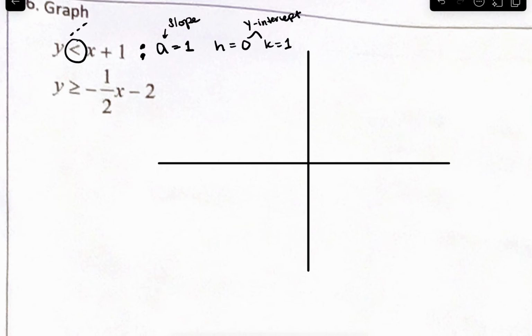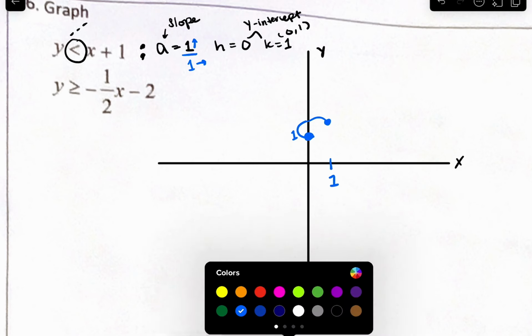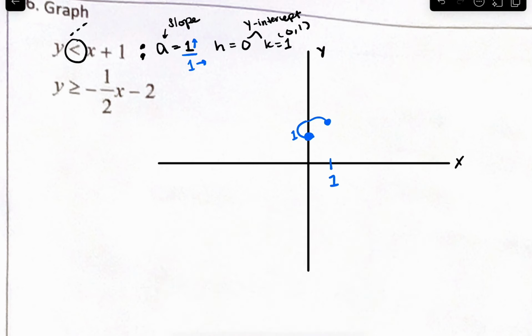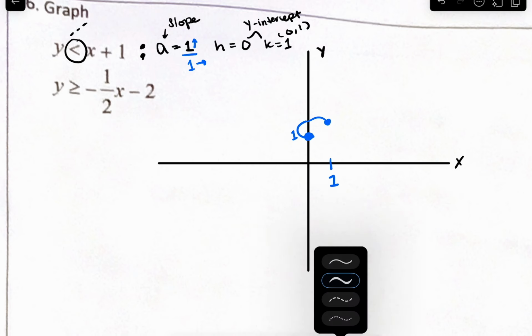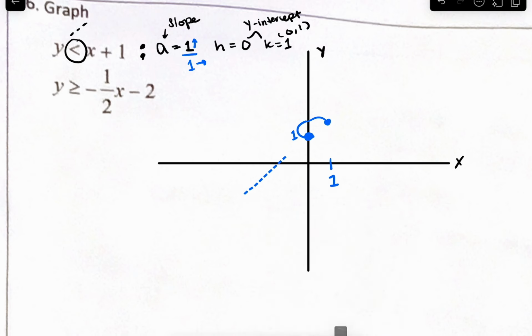So we're looking at this based on the vertex form. So at 0, 1, this is y and this is x. At 0, 1, which is up here, we start there. My slope is 1 over 1. Remember, it's rise over run. So it'll be up 1, to the right once. Then we just draw our dotted line through those 2 points.